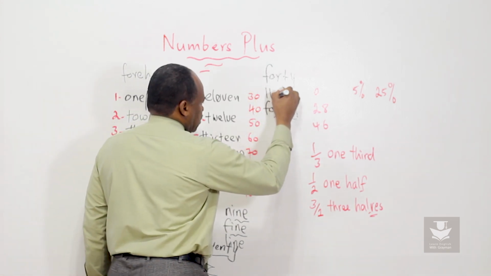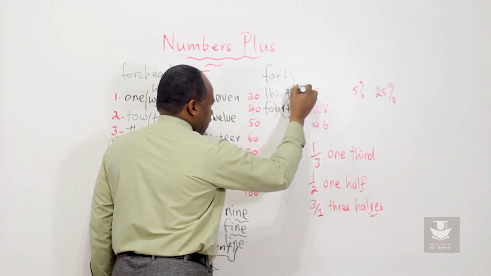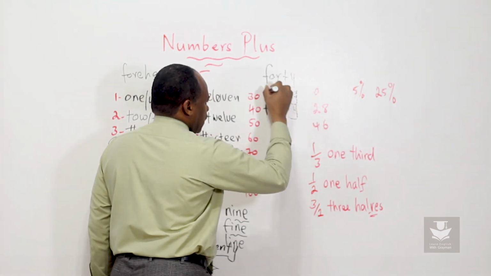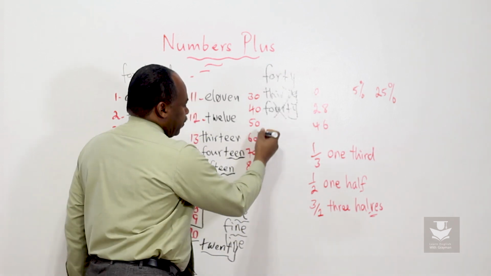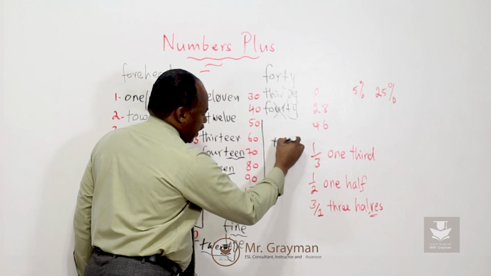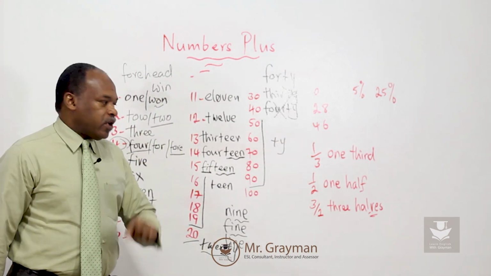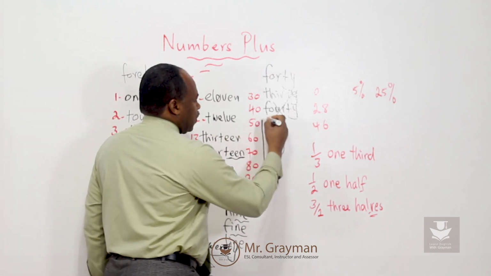A great percentage of the English learners write it with a U, and that is not correct. 13. T-H-I-R-T-Y. 30. And for numbers from here to here, we add T-Y. The only part I wanted to remind you is here.